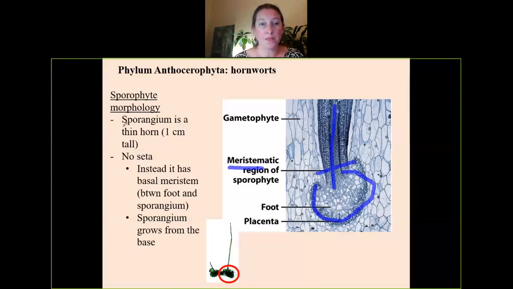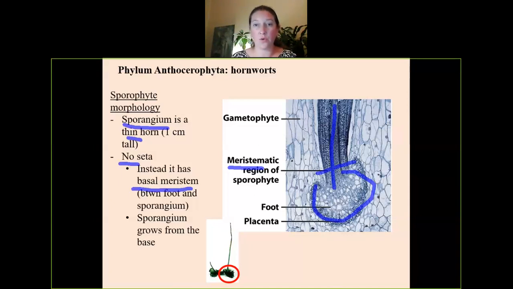So the sporangium, look over here, the sporangium is a thin horn. So the capsule is actually the horn. The whole horn is the capsule. There is no seta. The other two we looked at had seta. Hornwort has no seta. Instead, it has what's called a basal meristem between the foot and the sporangium. So that basal meristem is going to be where growth occurs. So the youngest tissue will be at the base of the horn, and the oldest tissue will be at the top of the horn. See, the sporangium grows from the base.